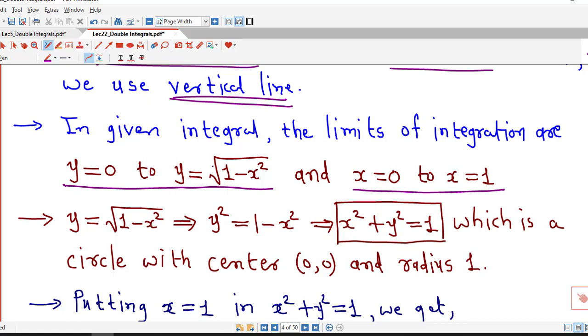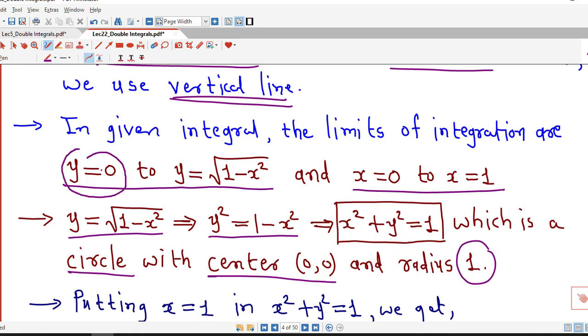y is from 0 to square root of 1 minus x square and x is from 0 to 1. So if we take the square on both sides of y equal to square root of 1 minus x square, we have y square equal to 1 minus x square, and if we take this x square to the left hand side, we have x square plus y square equal to 1, which is a circle with center origin and radius 1.